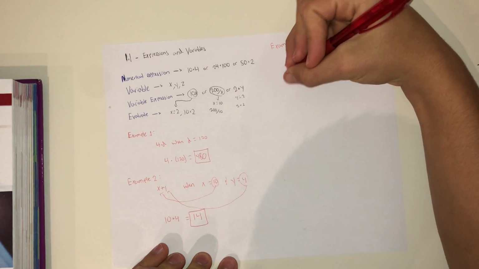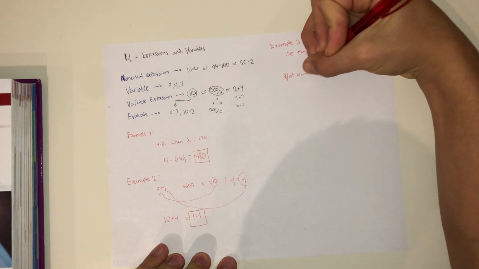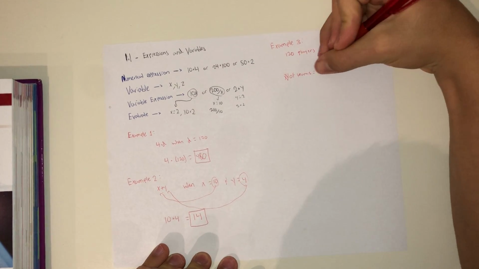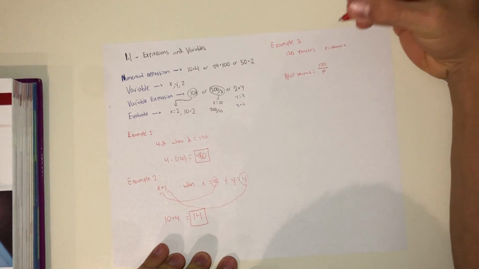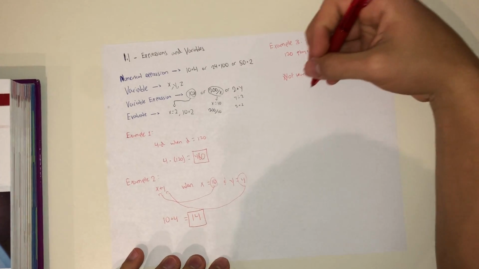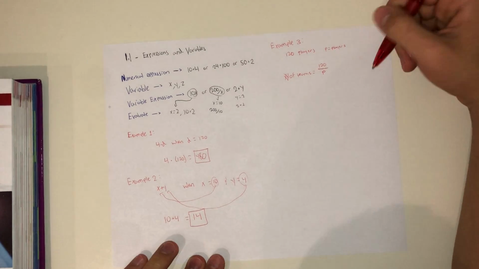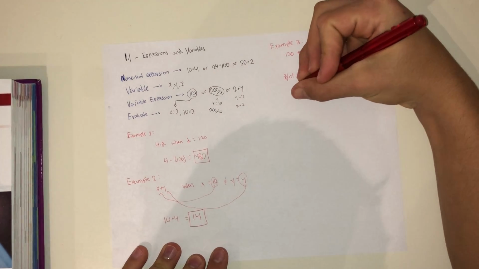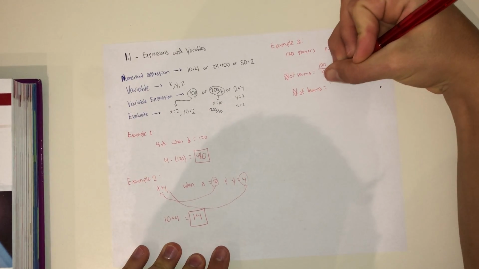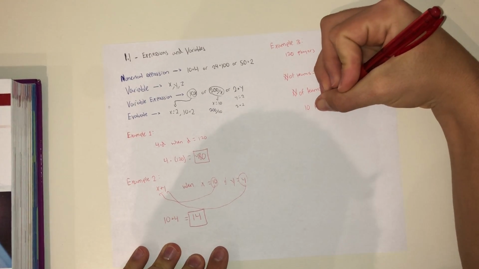So the number of teams is equal to 120, which is 120 players, divided by the amount of players per team. So let's say we wrote our variable expression. Let's say we know that there are 12 players on each team. We would get number of teams equals 120 divided by 12. So we would know that there are 10 teams total.